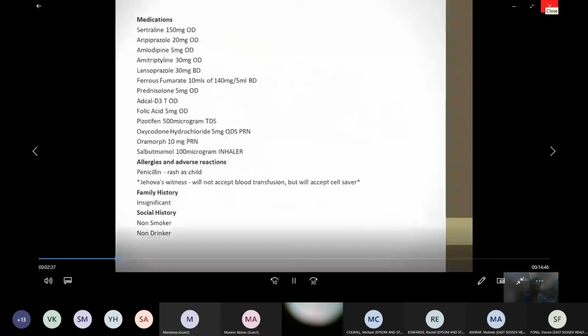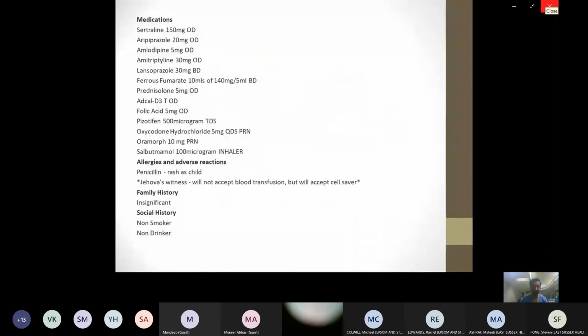This is the medication list. She was allergic to penicillins. Family history was insignificant, and she was a non-smoker and non-drinker.